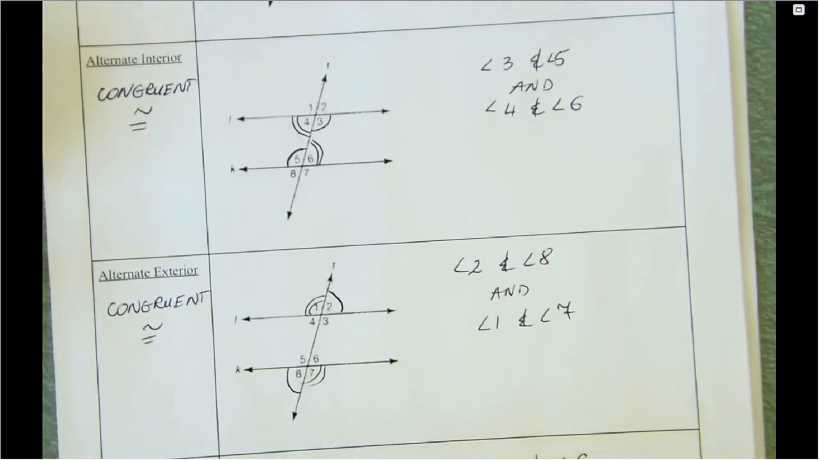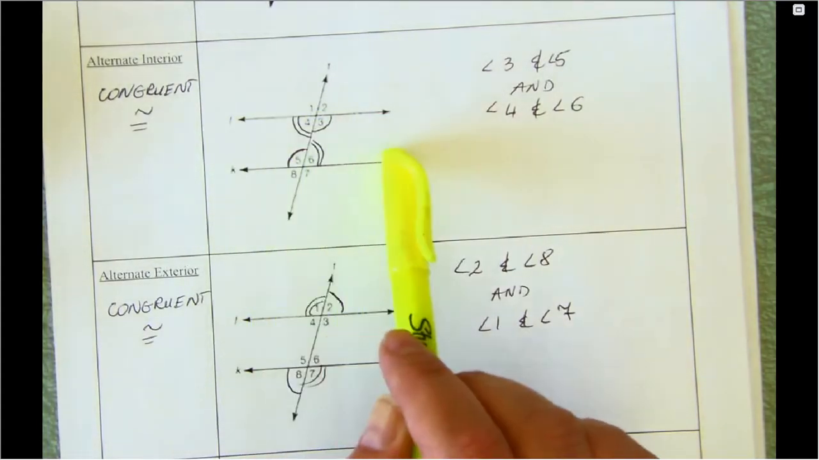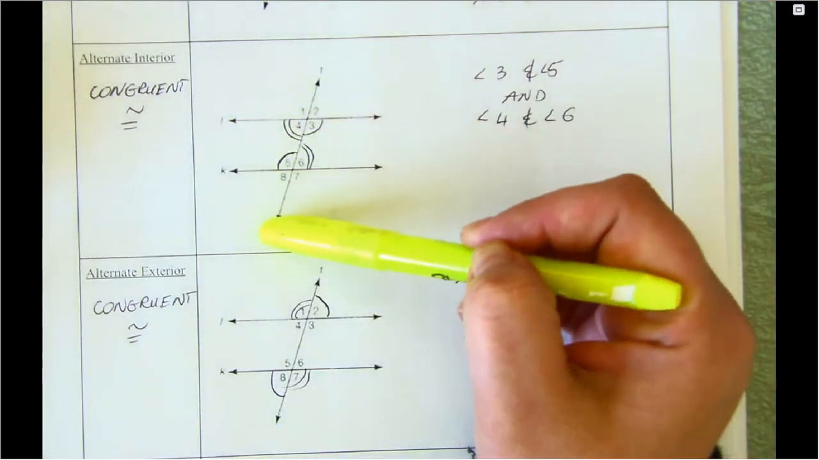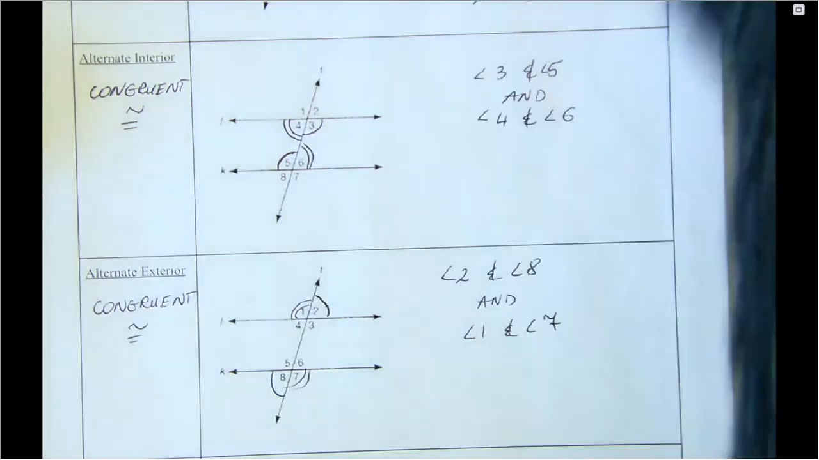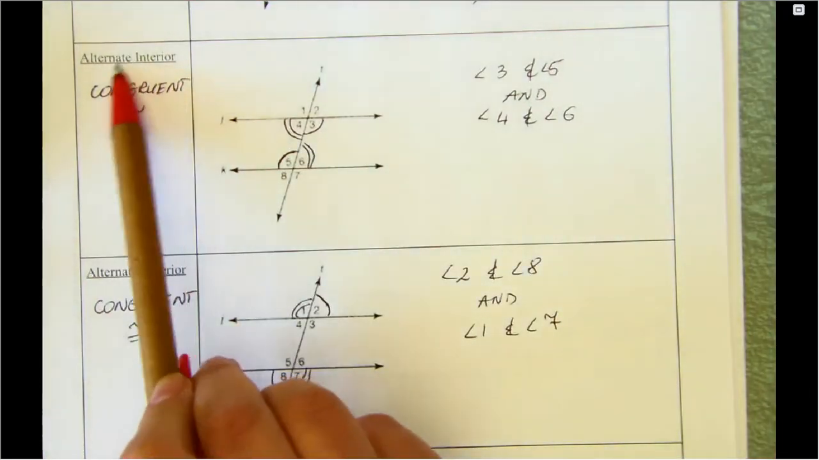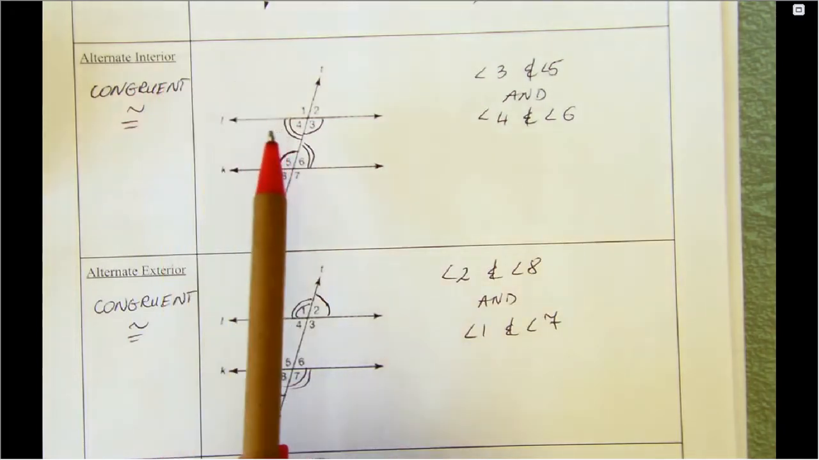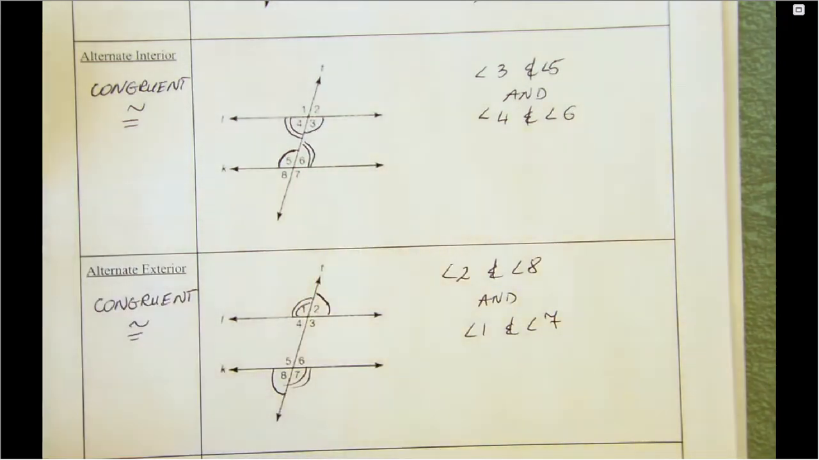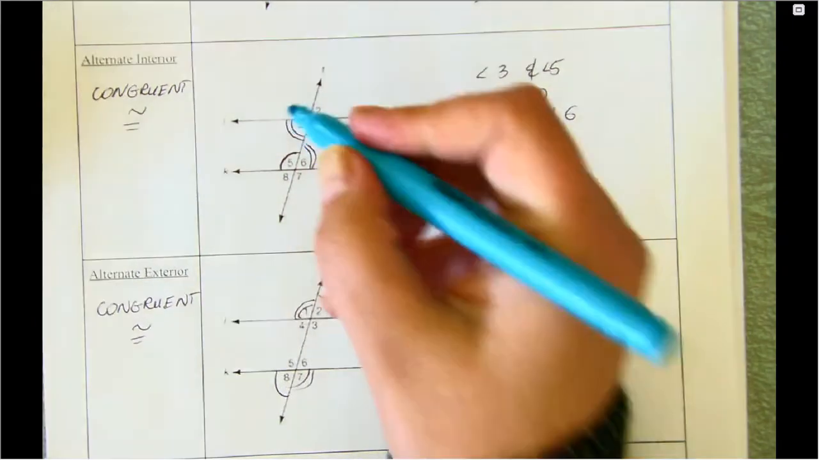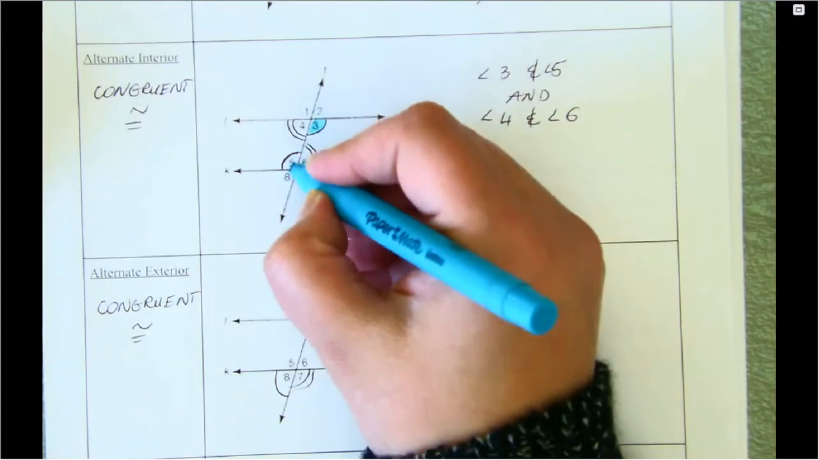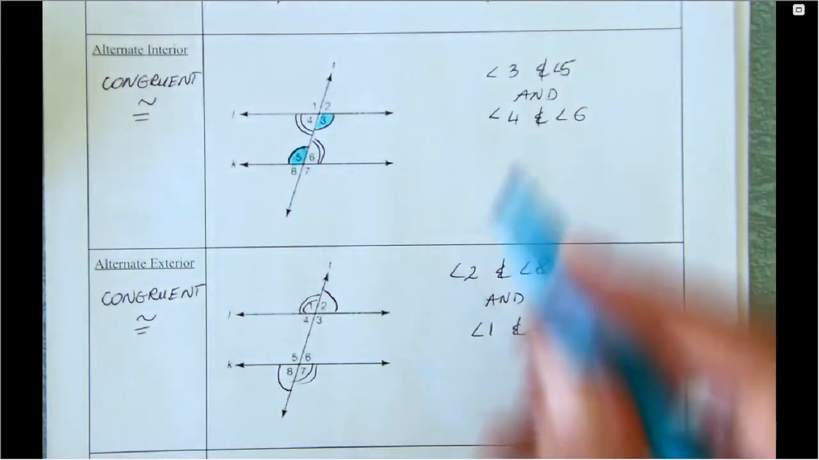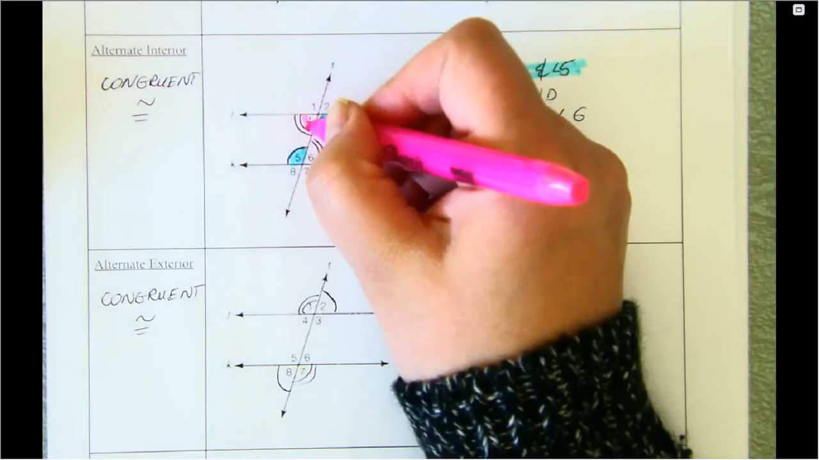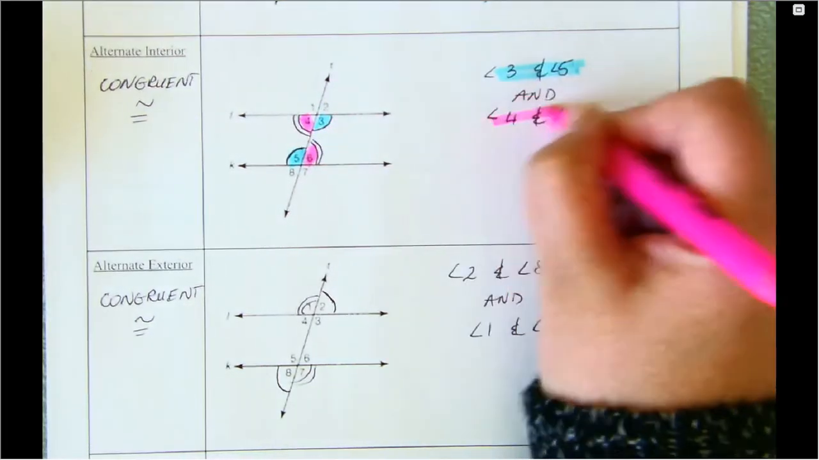The next type is when your lines are parallel. This is a very important part. And you have a transversal, so another line crossing them. There are special angles, and one pair is called alternate interior. What does that mean? It's interior because it's between the parallel lines, and alternate because they're alternating. So, for example, 3 and 5 are alternate interior, and 4 and 6 are alternate interior.